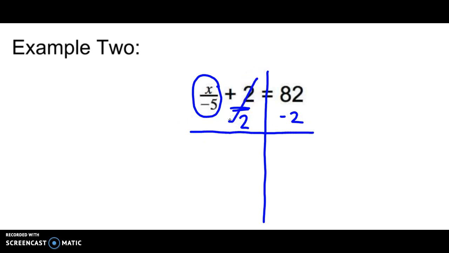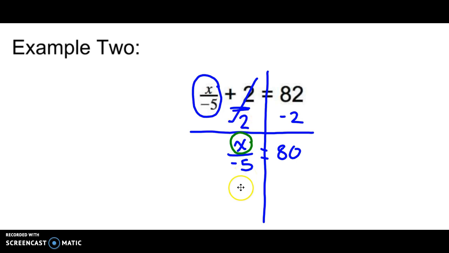My 2's now cancel out. I'm left with x divided by -5, and 82 minus 2 leaves me with 80 on the other side. Then step 2 will be just to get this x alone. Again, I'm undoing the division.